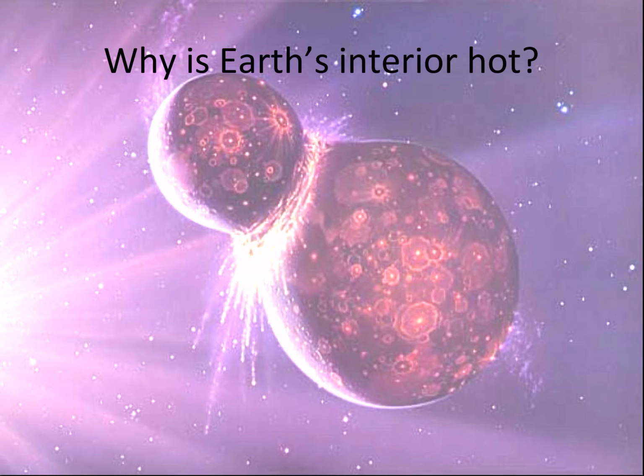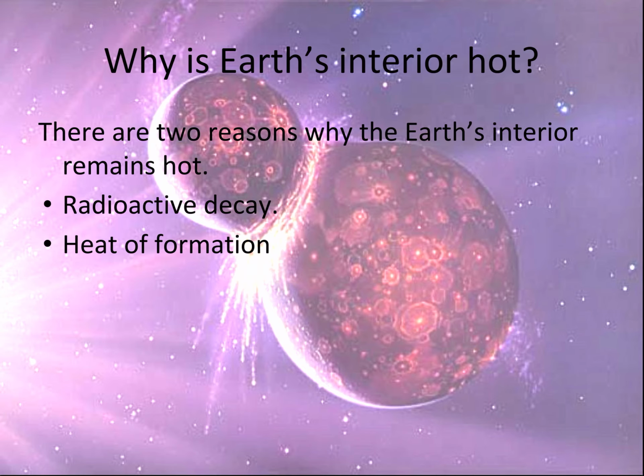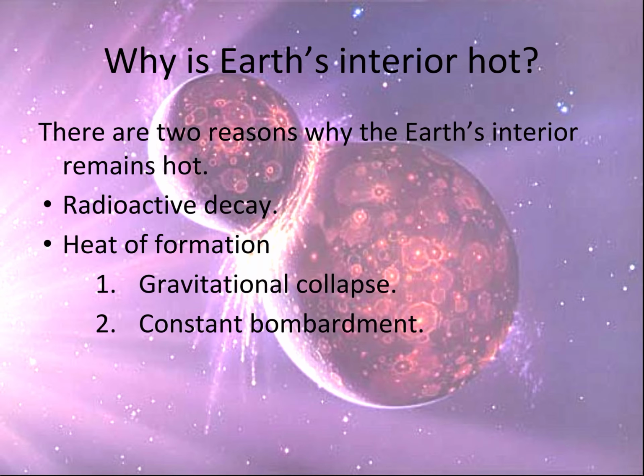So first thing we're going to look at is the heat of the interior of the Earth. And why is the Earth's interior hot? It happens for basically two reasons, which we're going to cover today. Those two reasons are, number one, radioactive decay. You have radioactive materials in the interior of the Earth that are decaying and putting out heat. And then we also have what we call the heat of formation, which we're going to go over both of those now. We break down heat of formation into two different groups: gravitational collapse and then constant bombardment.